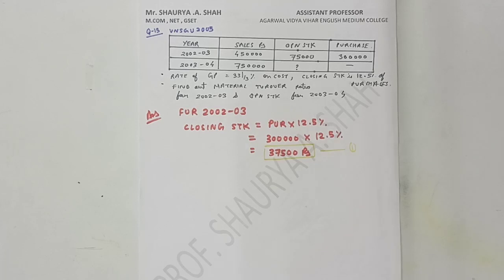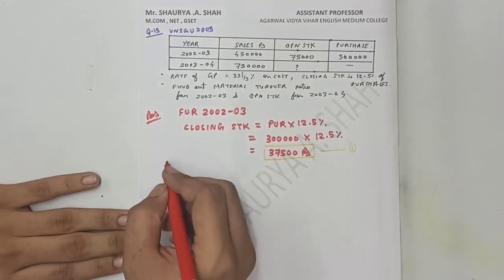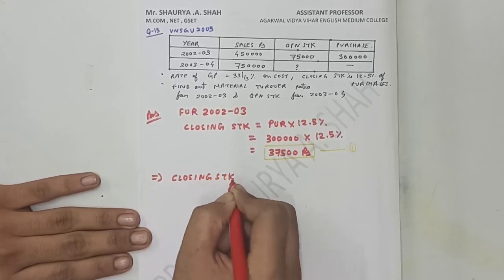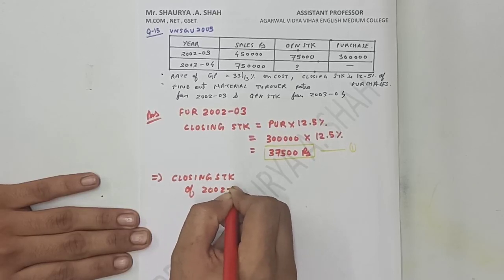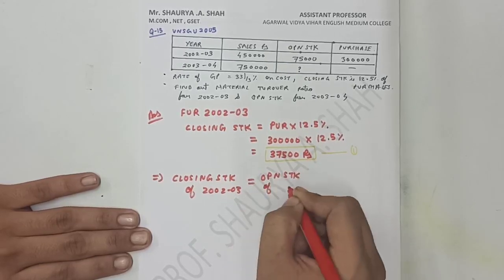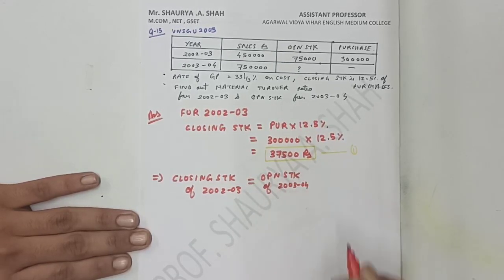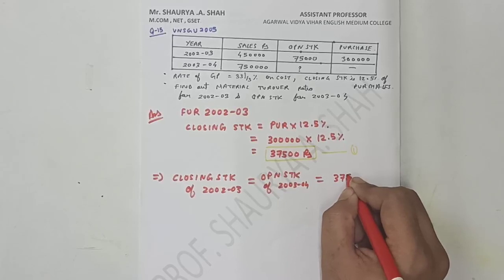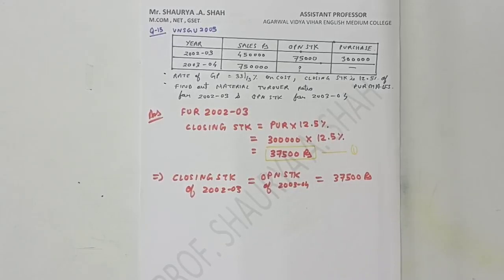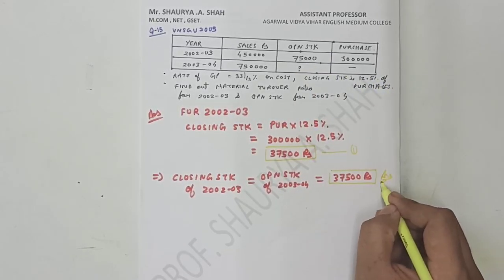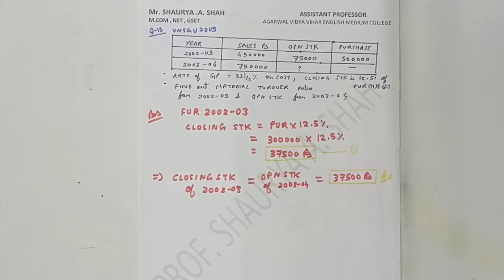So I can say, students, from the last lecture itself you must have learned, I gave you one point, that closing stock of last year, closing stock of 2002-3 is equal to opening stock of 2003-4, right? Closing stock of last year is opening stock of current year. So that is 37,500 rupees. That is the answer which I was looking for, the question mark. So out of your two answers, one I have calculated, right? Simple thing. Out of your 4 mark sum, you have calculated 1.5 or 2 marks, fine.